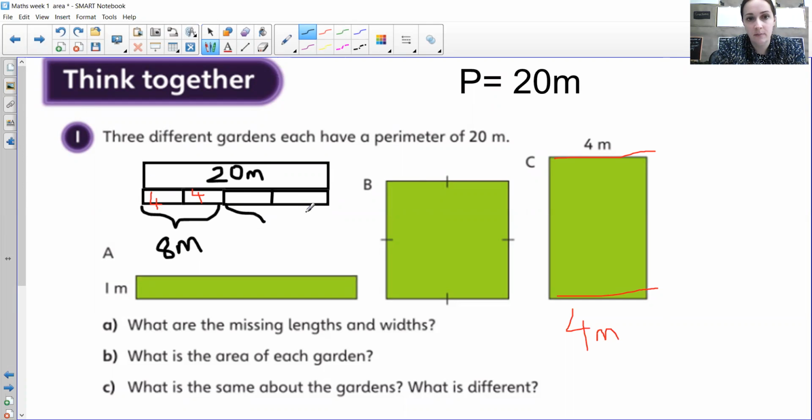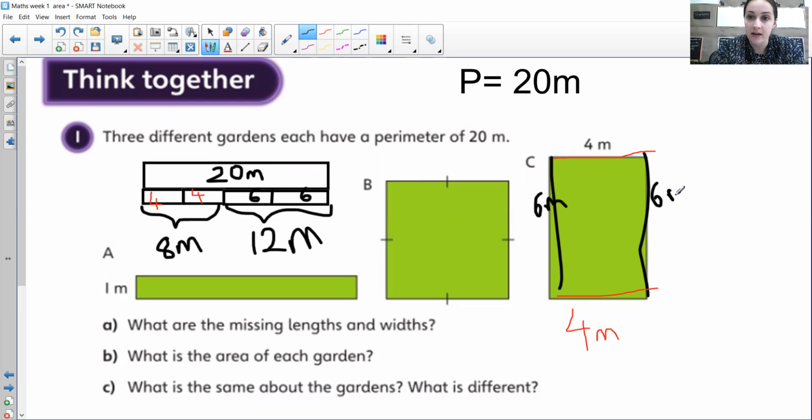So what must this part here then be? What must these 2 lengths equal? If these 2 lengths equals 8 meters, what must the other 2 lengths equal to make sure the whole thing is 20? Well, 8 add what is 20? 8 add 12 is 20. So that tells me that these 2 equal parts make 12. So if the 2 equal parts make 12, one part must be 6. So this must have a length of 6 here and a length of 6 here. What's the area then? Well, 6 times 4 is 24, so it'd be 24 meters squared. Brilliant, well done. Let's move on to the next one.